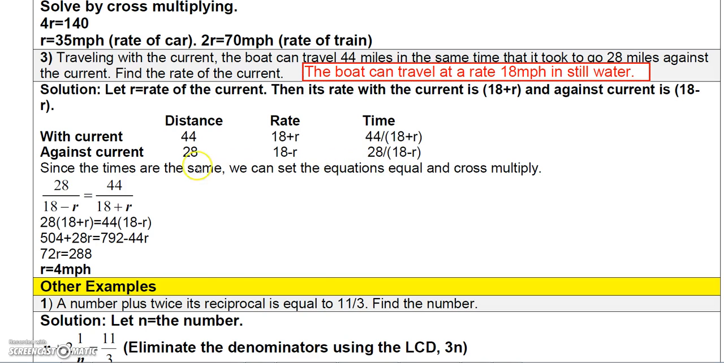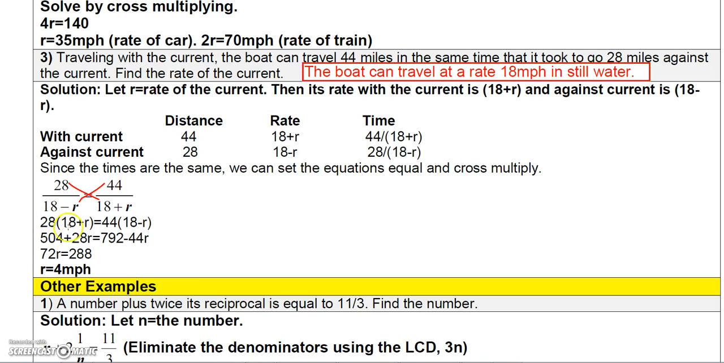Now it says it can do these two trips in the same time, so the time with the current and the time against the current must be equal. So we set these equal, and then we can cross multiply, and so I can take 28 times 18 plus r, and that must equal 44 times 18 minus r. And then once you set that up, you should be able to solve it.